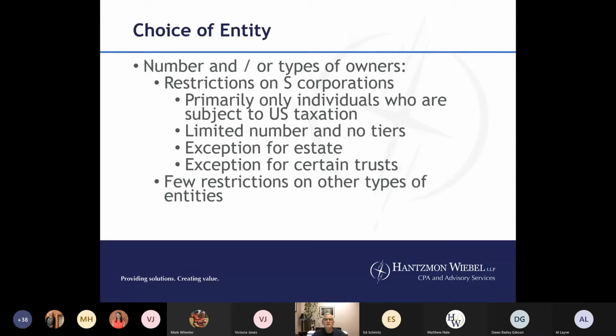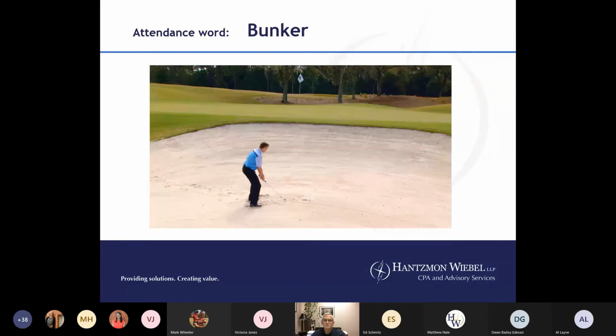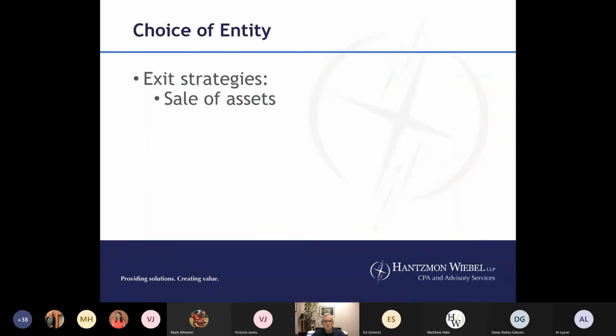Okay, second attendance word is bunker. This guy's obviously taking a trip to the beach. For those of us who play golf, you try to stay out of the beach. I didn't notice until after I put the picture in, he's got 5 or 6 balls laying there. So I assume he's practicing, or he's cheating a lot by taking a number of shots to get out of it. So, okay, bunker is your second attendance word if you'll enter that.